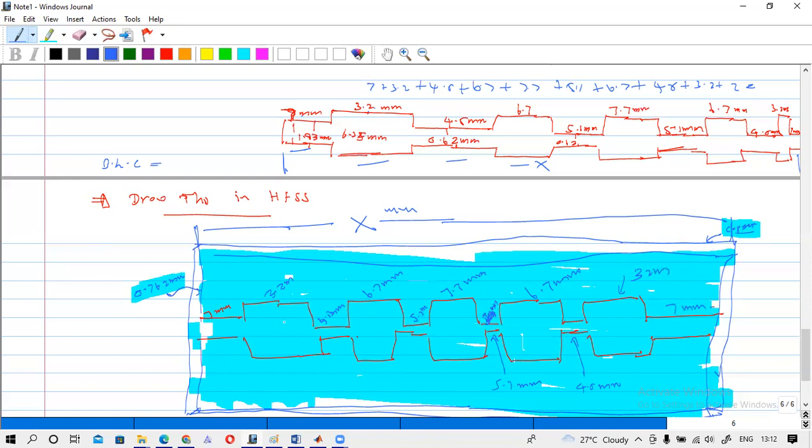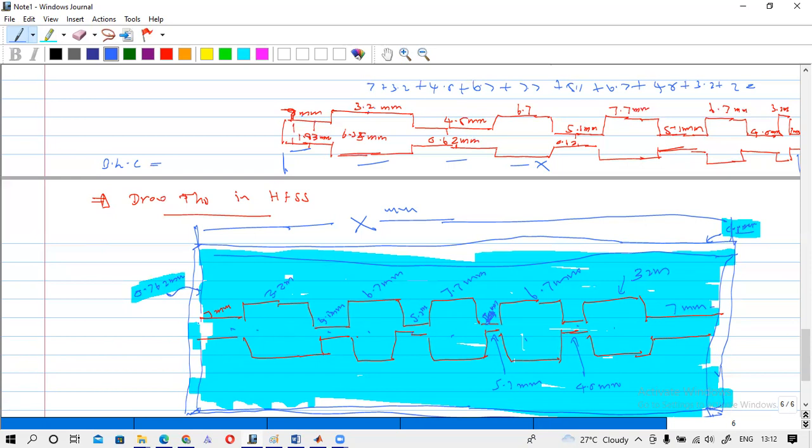So you can very easily draw them, and you can select all these sections and unite them. Then you can get a nice picture like this.